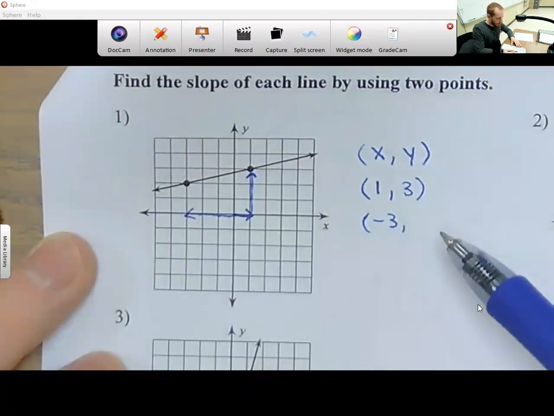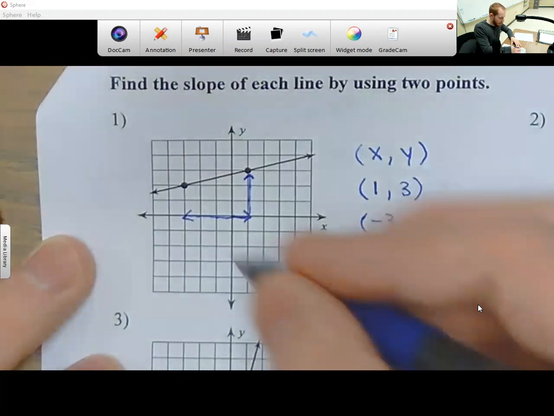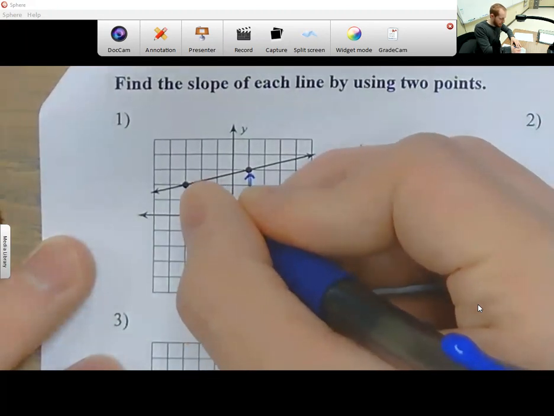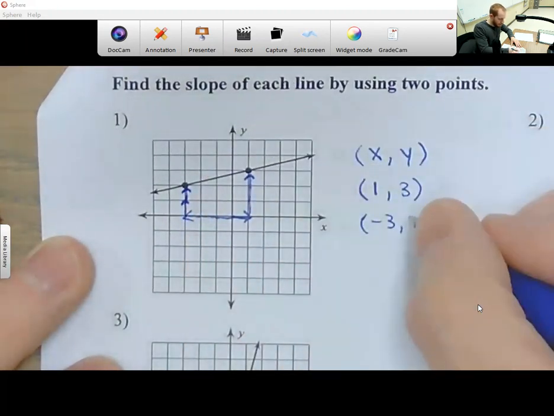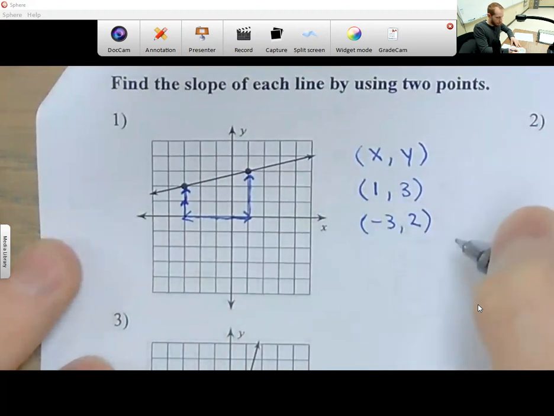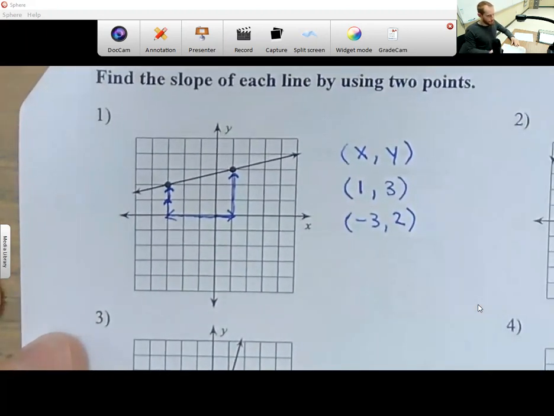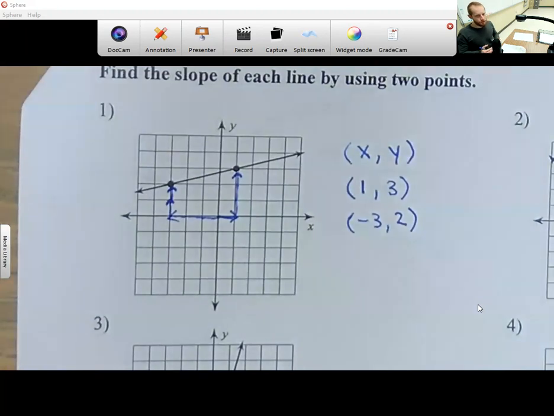Now for the y, how far up do I need to go? I need to go up 2, right? 1, 2. So I'm going to put a positive 2 in there. Great. So those are my 2 points. So now I'm going to take those 2 points and put them in the slope formula. And we'll figure out what the slope of this line is going to be.